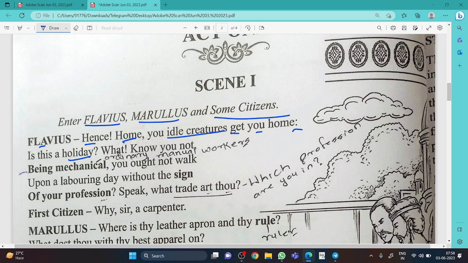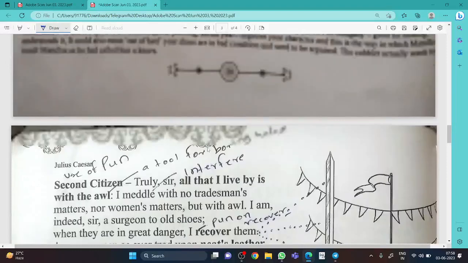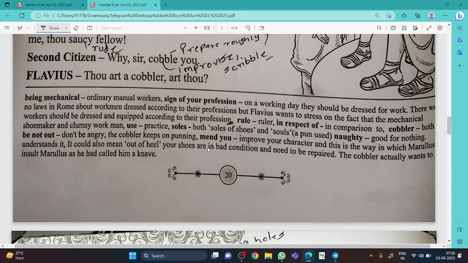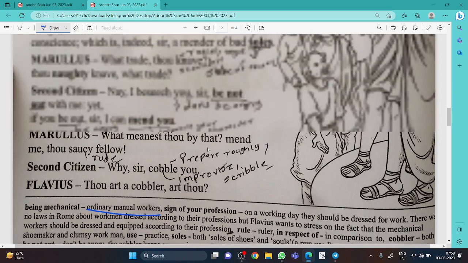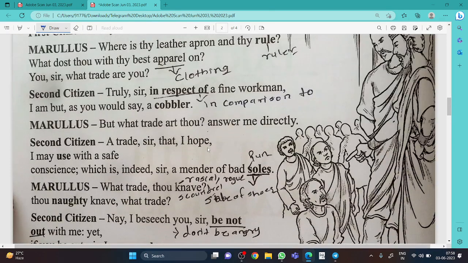Like, why are you here? Why, you idle creatures? Why don't you get home? Is this a holiday? What know you not? Do you not know about these things? Understood? And being mechanical, it is already written here, beta. You must go through the word meanings written there. Being mechanical means ordinary manual workers, meaning you all are normal workers.